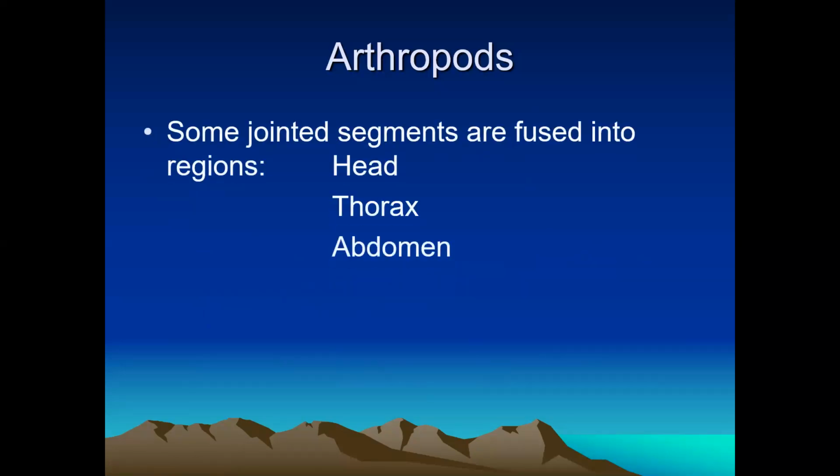So we have three body part segments here that we're looking at: a head, a thorax, and an abdomen. Sometimes these segments are fused into regions, and these are the regions. So we have these three regional segments. And in some cases, the head and the thorax are even fused together in what's called a cephalothorax.